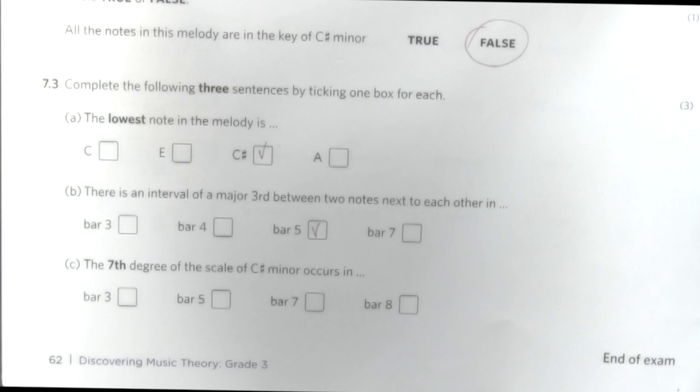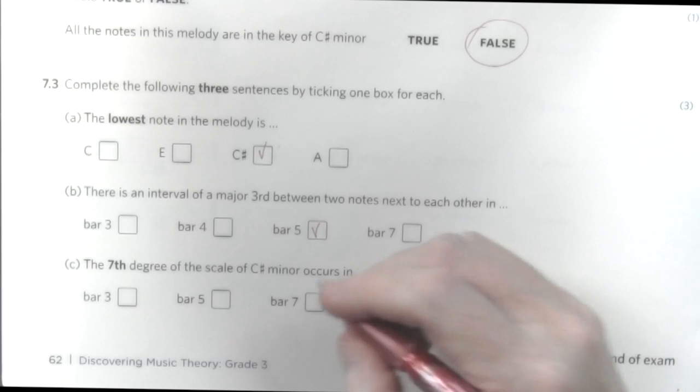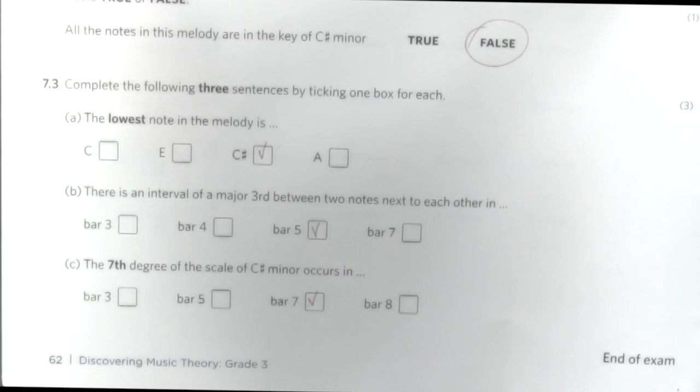The 7th degree of the scale of C sharp minor occurs in bar 7, as I said before, because it's the leading note and it's B sharp, C sharp. So bar 7. And with this, we have completed the practice exam paper.